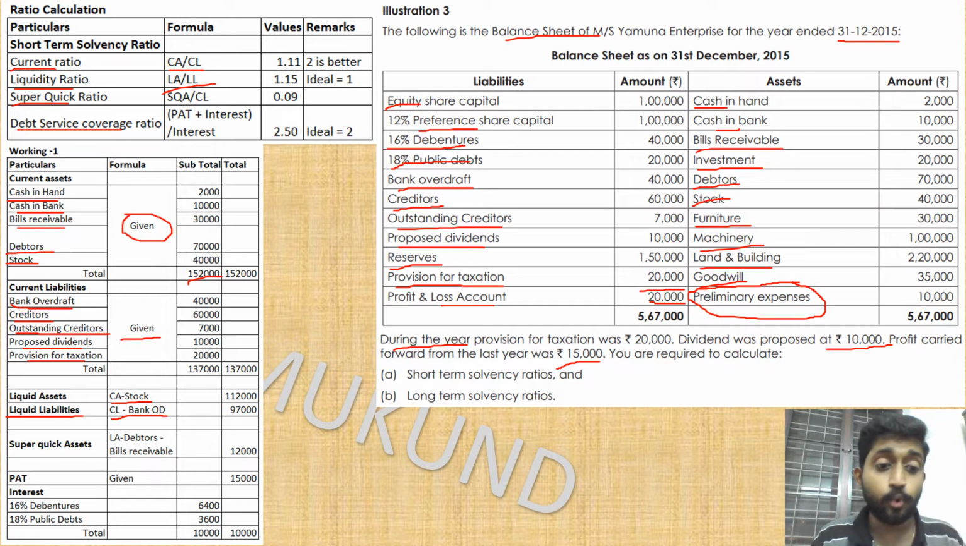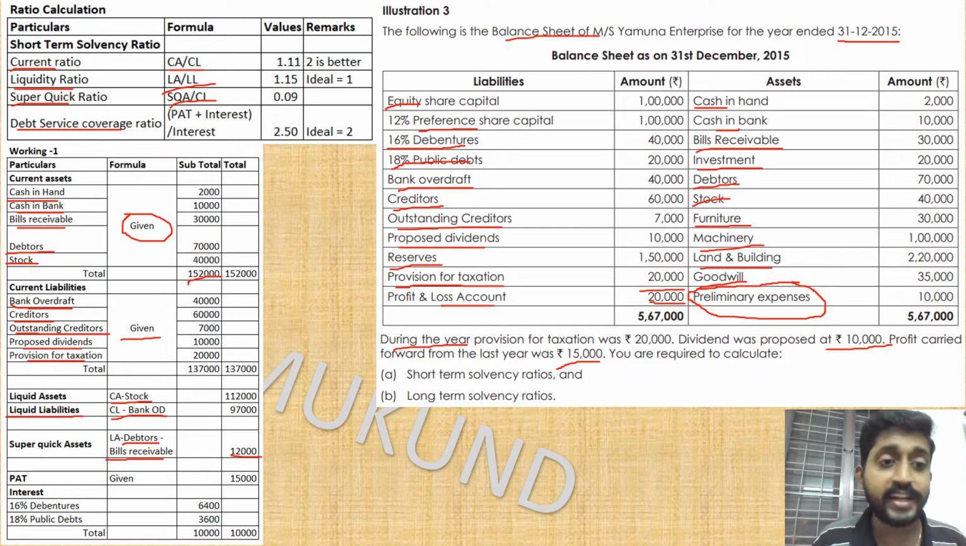Next is super quick assets. Very simple. Debtors will take time to encash. Bills receivable will take time to encash. So liquid assets minus debtors minus bills receivable will give you super quick assets, and super quick assets divided by current liability will give you the super quick ratio. Very simple. All these are very simple.